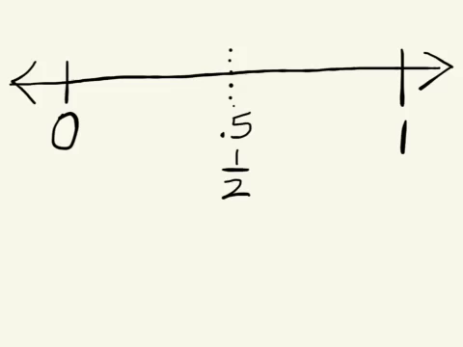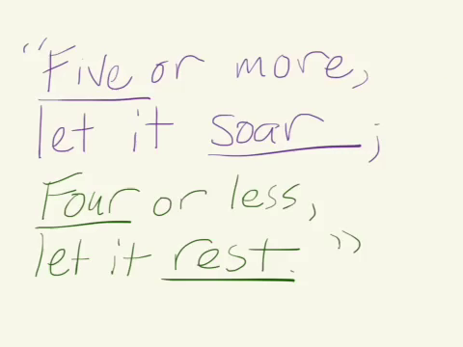Our halfway point tells us whether we need to let it soar or let it rest. You know the old saying, 5 or more, let it soar. 4 or less, let it rest. That's because with our base 10 number system, counting from 1 to 10, 5 is right in the middle. Even if you were trying to estimate between 20 and 30, 25 is the middle. So 5 is used as the midway point for a lot of our systems. So that's why the 0.5 on your number line, or 5/10, is exactly halfway.